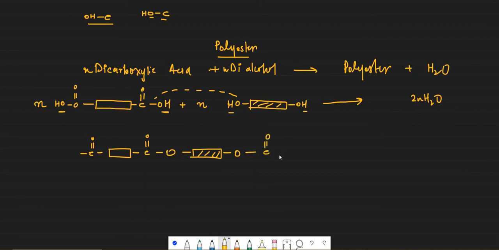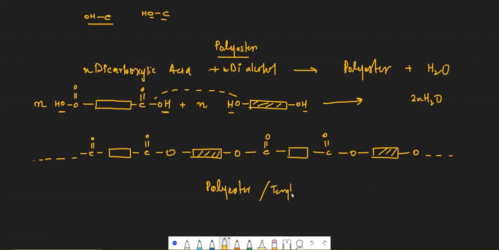C double bond O box, at least write two repeating units. C double bond O box O, and on the left and right the structure is continued because it is a polyester. This is a polyester. Its other name is terylene. Remember, terylene. This linkage over here, the C double O linkage, is called the ester linkage.